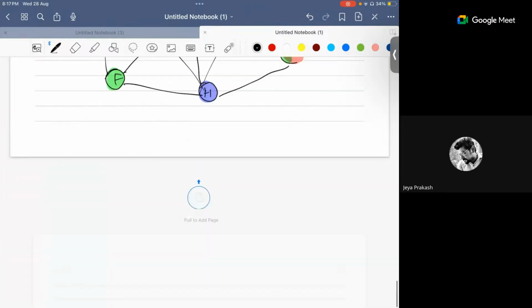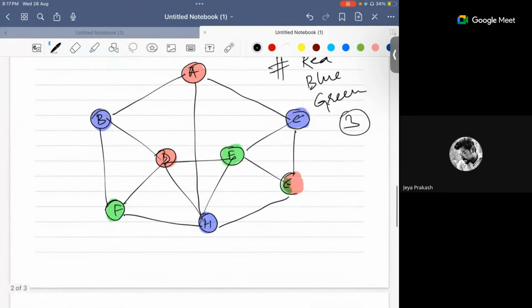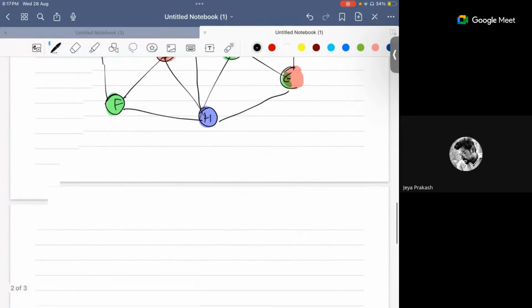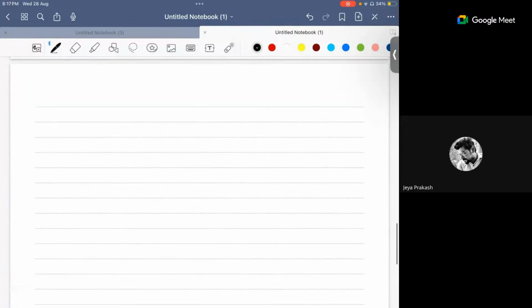The next concept that we have to discuss is the planar graph, which you already know. A graph is said to be planar if it can be drawn in a plane such that no two edges cross each other. It's not important. You just should know the basic concept.